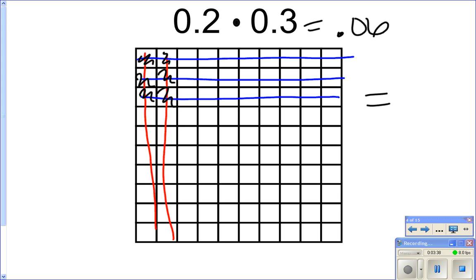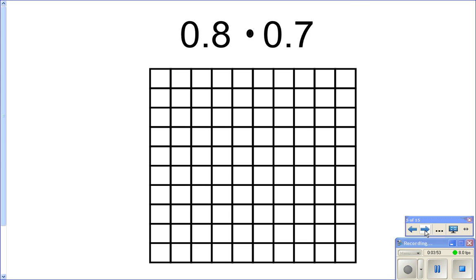6/100 is not the same as 6/10. If it was 6/10, there would be 60 of these squares shaded in. There are only 6, so the answer is 6/100. Do the next 3 on your own, and you can pause the video.